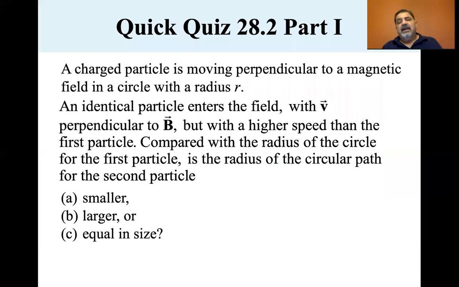All right, now let's do a quick quiz. You remember what I told you? A charged particle is moving perpendicular to a magnetic field in a circle with radius r. An identical particle enters the field with v perpendicular to B, but with a higher speed than the first particle. Compared with the radius of the circle for the first particle, is the radius of the circular path for the particle smaller, larger, or equal in size?